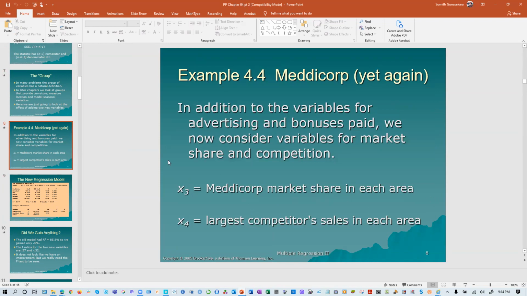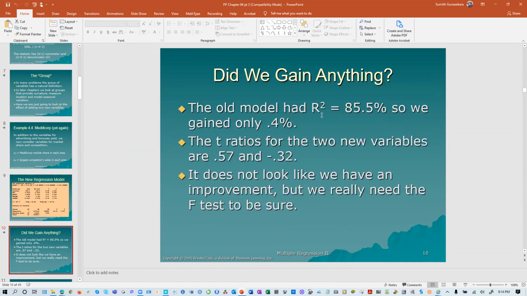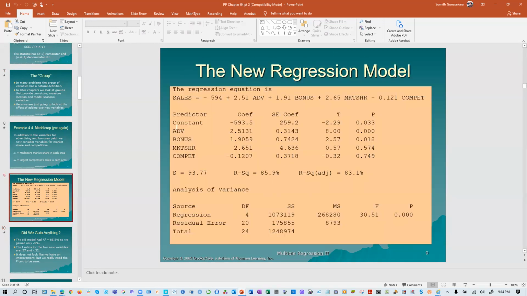See? So X3 and X4. Now we want to see the old model has R squared, this one. So we gain only 0.4%. And the T ratio for the two variables, it does not look like we have an improvement, but we really need the F test to be sure. Did we gain anything by adding those two variables?